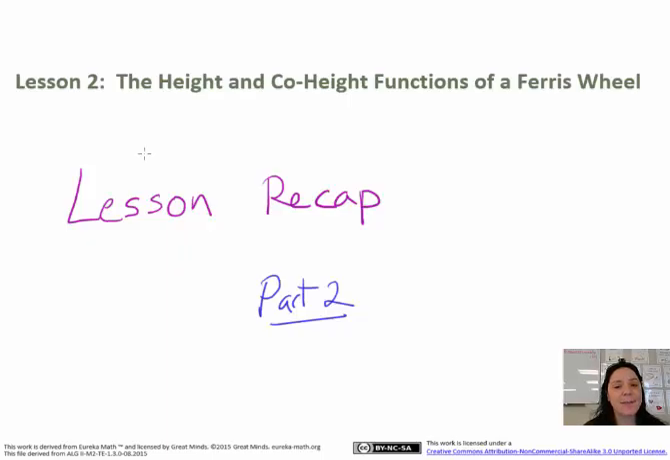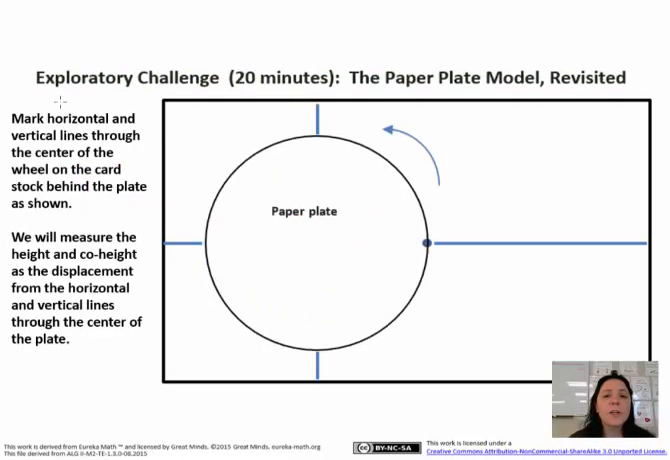We've broken this lesson recap into two parts, so now let's look at the model activity that we did in Lesson 2. We looked at the paper plate models that we had made in the last lesson, and we added lines to them. We added horizontal lines going through the center of our paper plate here, and vertical lines that would also go through the center of the paper plate to the cardstock that was behind the plate. So these went through the center of the wheel behind the plate.